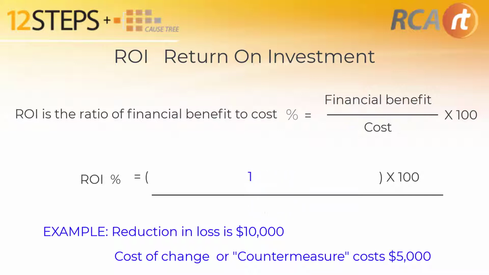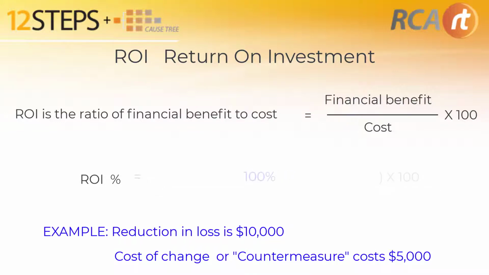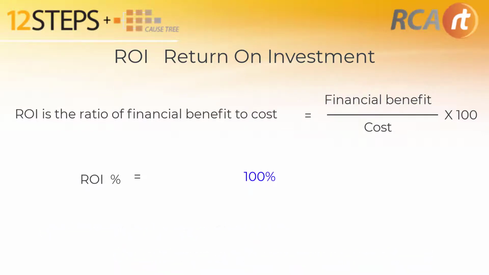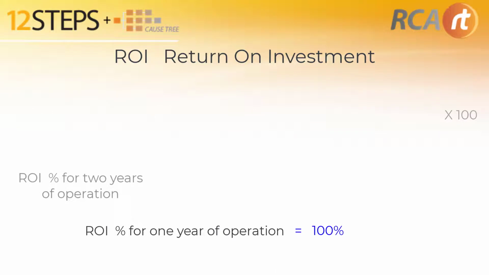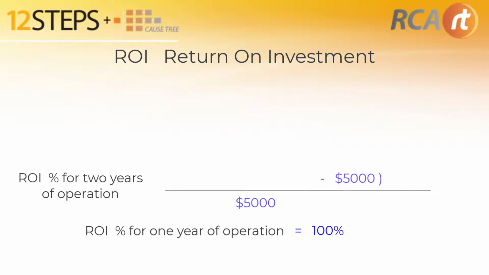But there is another important consideration. We need to think about the time period that we are considering. Let's say that the example we just looked at was for 1 year of operation. Now consider the return on investment over 2 years of operation, where the $5,000 improvement at the beginning of the first year keeps delivering the annual $10,000 benefit over each of the 2 years. So now the return on investment calculated over 2 years is 300%.